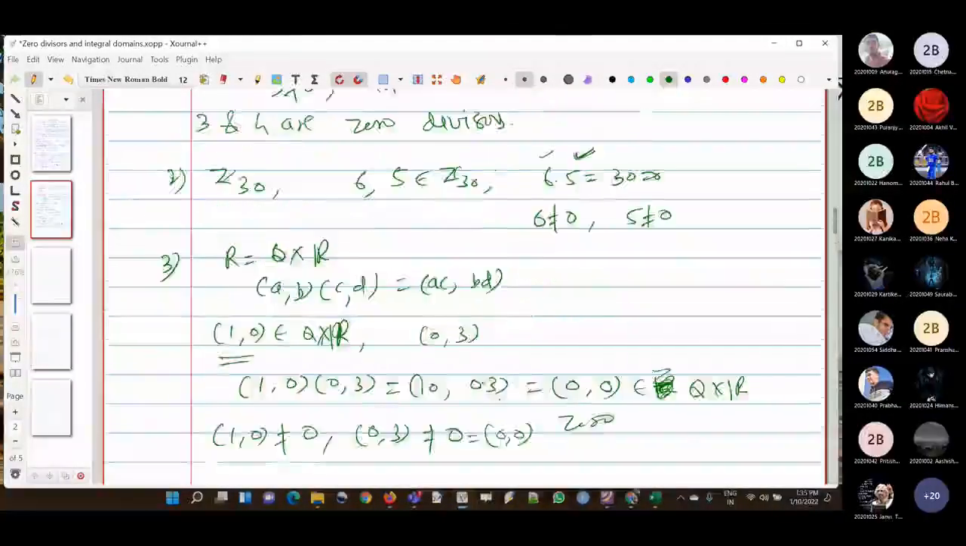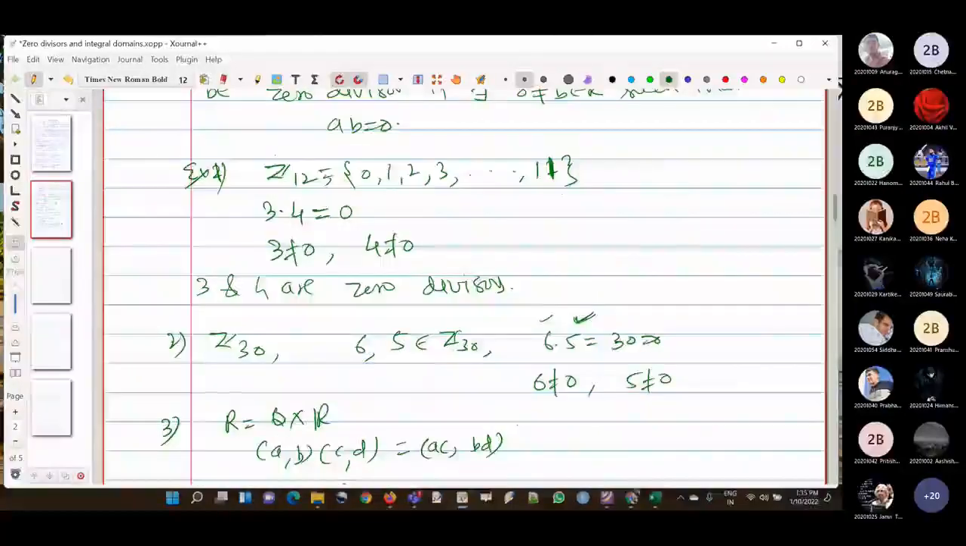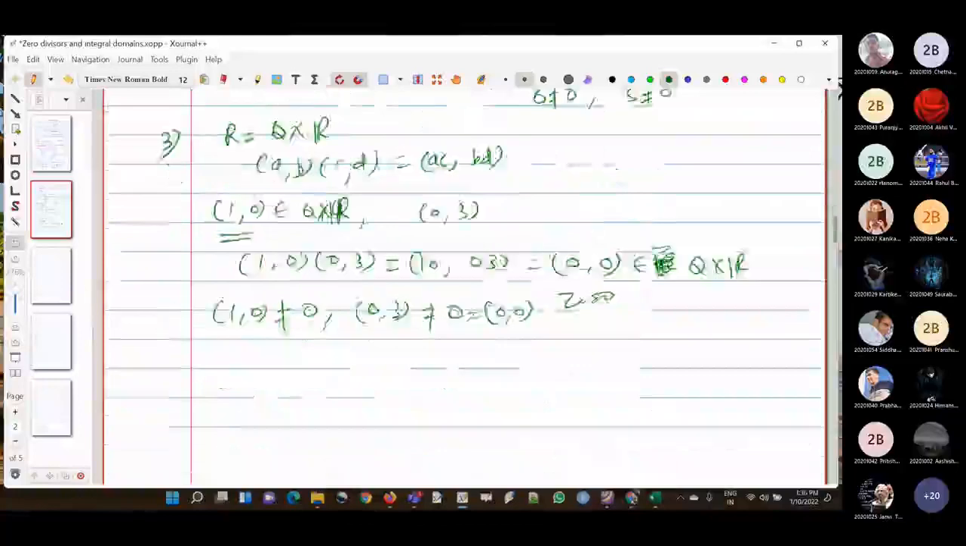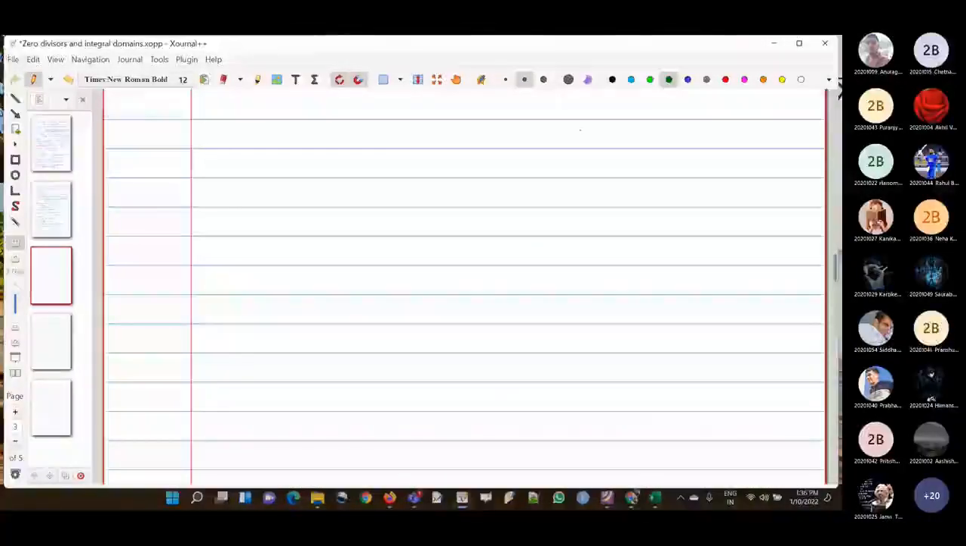So zero divisor is a property of an element, that particular element being a zero divisor in the set, that is, in the ring. In case we have zero divisors in that ring, we say that the ring is with zero divisors. That's all. Now let us take another concept. We call it the integral domain.